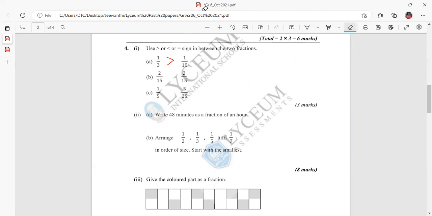So then the next one, 2 over 15 and 3 over 15. Both of the fractions have the same denominator. So the bigger the numerator value, the bigger the fraction. Then the next one, you do have different denominators. I told you when you have different denominators, don't panic.